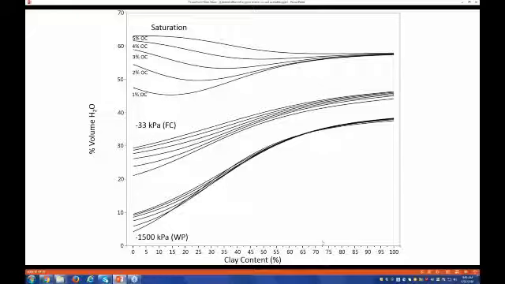But with increasing clay content, you'll see that the increase diminishes. The increase diminishes. And also the increase is largely in water content at saturation, when it's saturated. At field capacity, you can see the increase is relatively small, just a few percent. And at wilting point, the increase is much smaller.